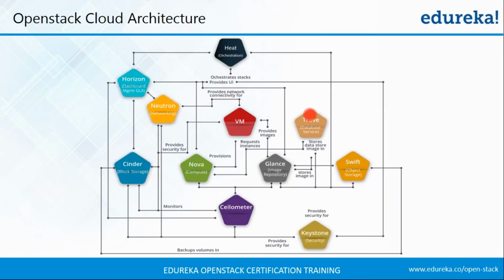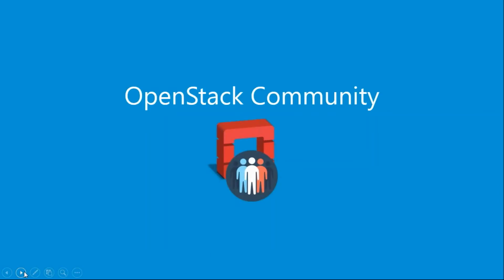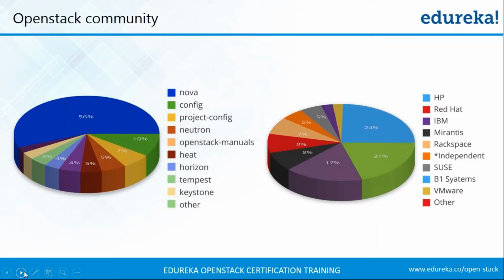Like I just told you, at first Glance will retrieve the data from Trove and launch an instance. After that it goes to Nova, and finally it provisions the VM with the instance. This is what Heat takes care of. It orchestrates all the services together. So, any doubts on the OpenStack Cloud architecture? No doubts? Now let us talk about the OpenStack community.